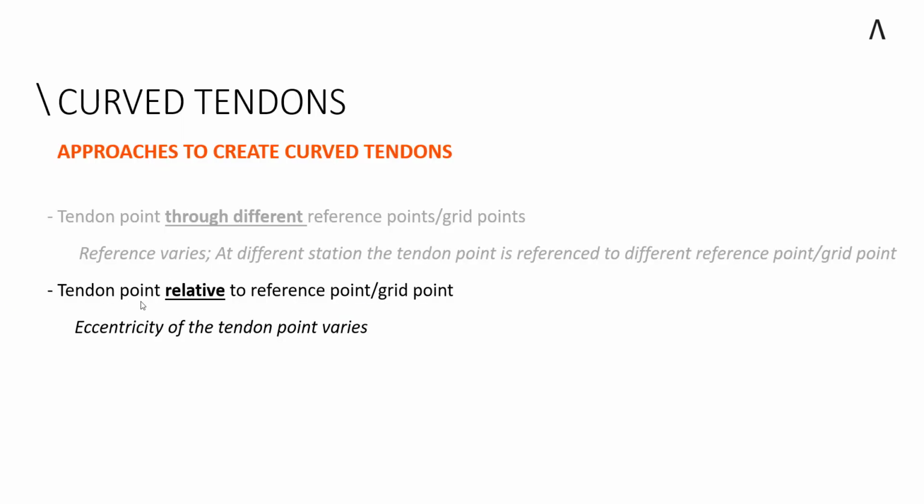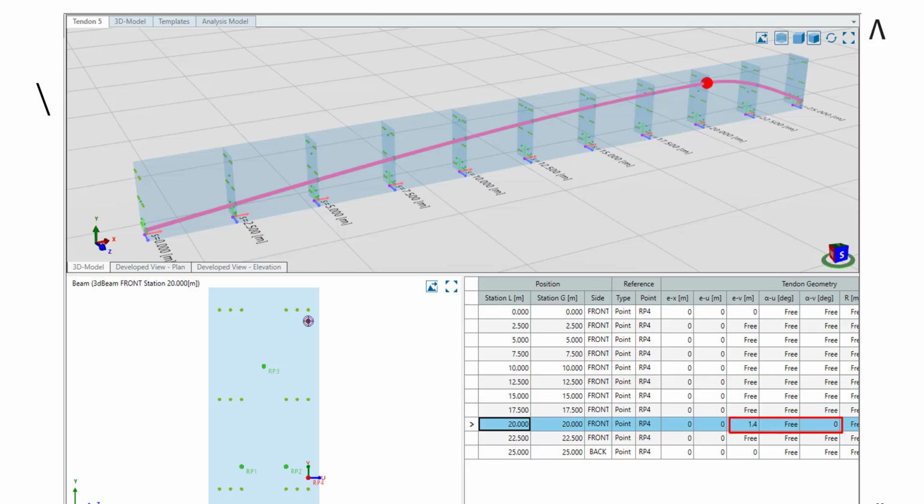Okay, another approach is that I have the tendon point relative to the reference point set, so the eccentricity of the tendon point varies. We have already noted quite something about this before, here one more time with some more details. As you can see, I have a tendon alignment in there, and this tendon alignment is fitted at each cross section onto a reference point. And here you can see it's always the same reference point which is chosen. Here's the base, and here is the U and Y direction. The Y direction is eccentric.